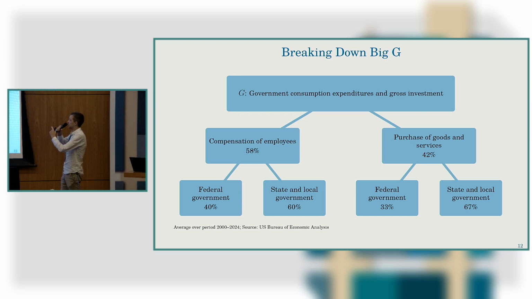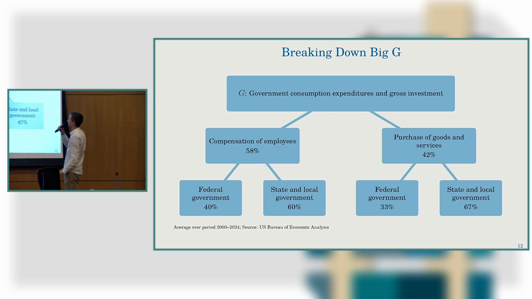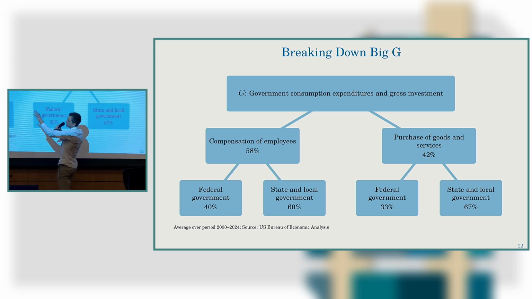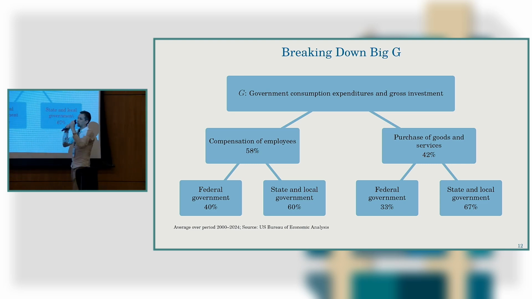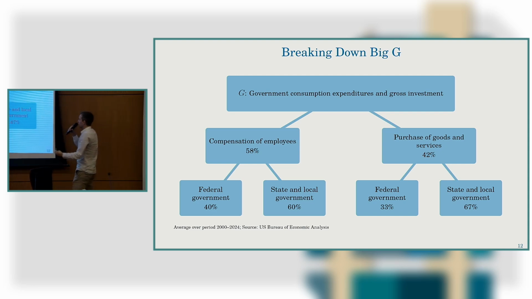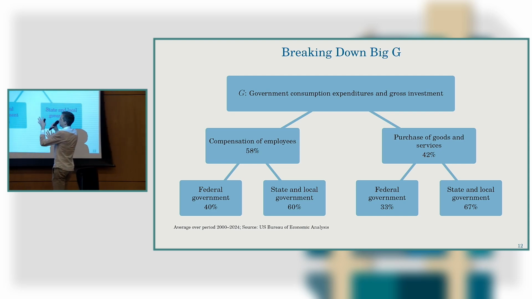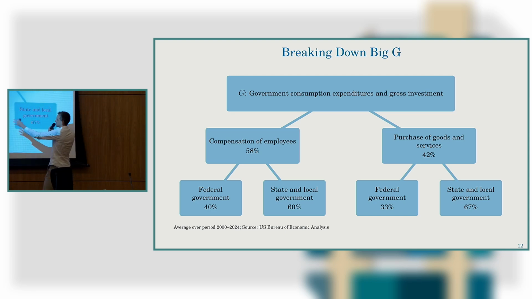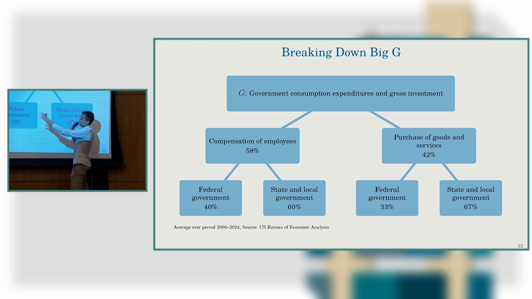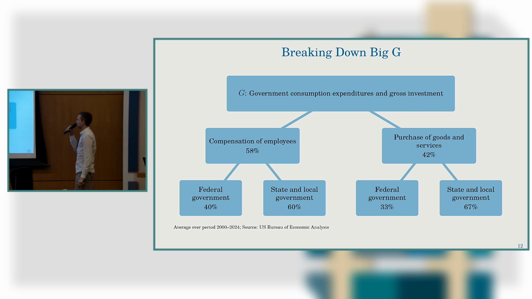Now, purchases, so G. What's G? Almost 60% of G is the salary of public workers. And then 40% is the government buying goods and services from private firms. So if we want to compute the incidence of G, we have to look at these two parts. What complicates matters is that in the US, a large chunk is spent by the federal government, whereas another part, actually a bigger part, is spent by state and local governments.